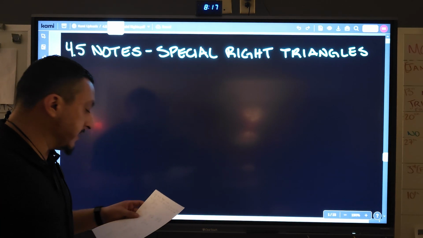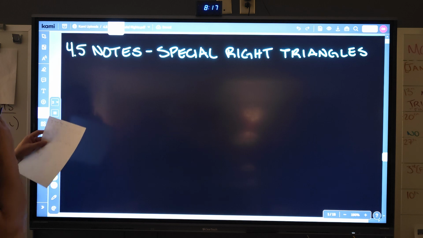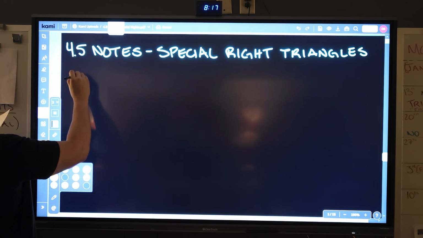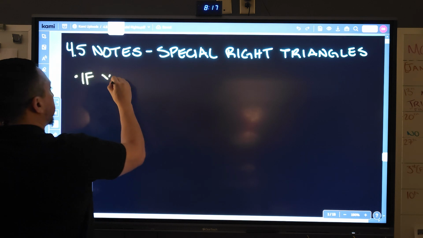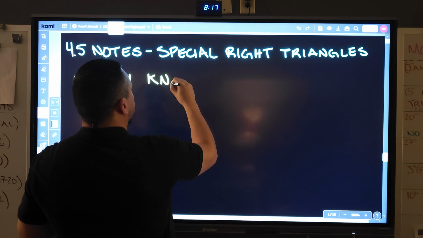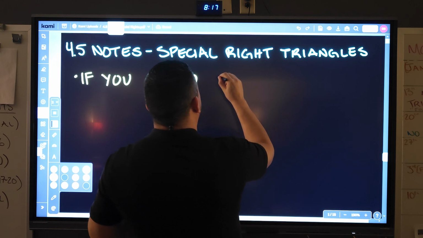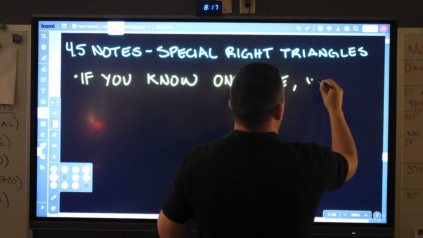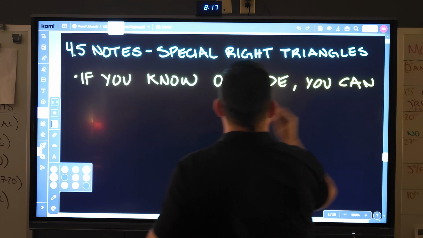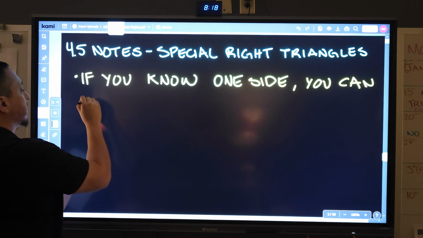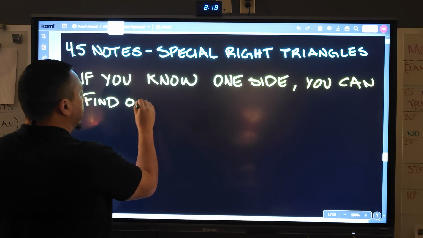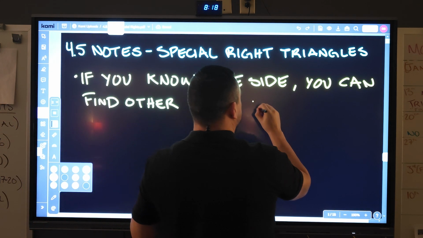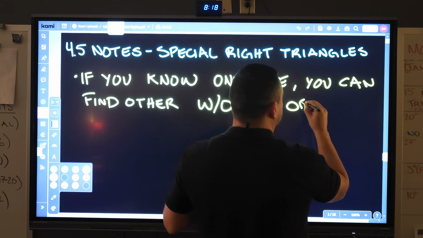Okay guys, so we're going to talk about special right triangles. The big deal about special right triangles is this: if you know one side of a right triangle, you can find the rest, the other sides, without the use of SOHCAHTOA.